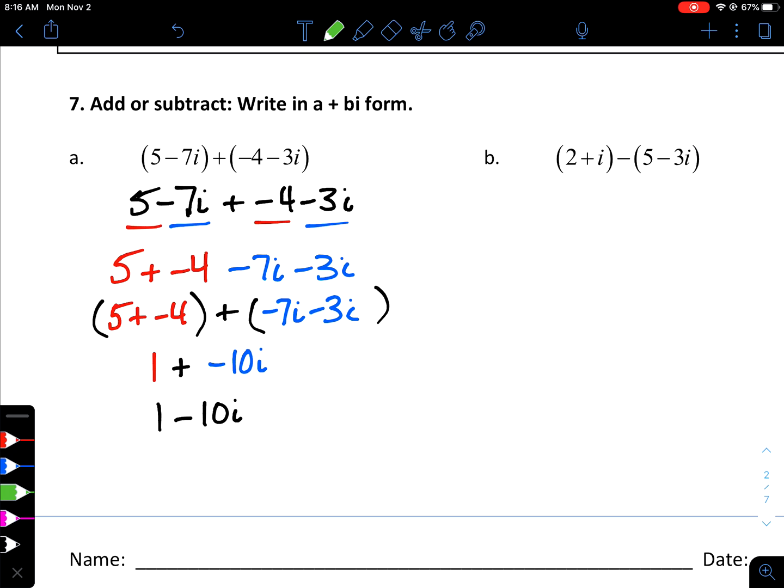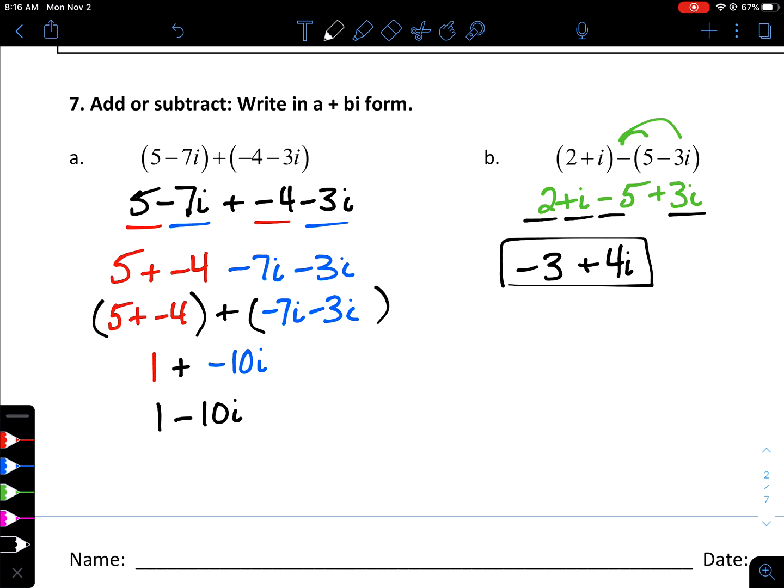Now, we do have to be careful because on part B, there is subtraction. So what I'm going to do is I'm going to go ahead and distribute that minus sign to that second parentheses. So the first parentheses will stay the same, 2 minus I, but then the second will become minus 5 and a plus 3i. So rather than kind of rearranging and grouping and all of that, I'm just going to go ahead and do that by combining like terms. 2 minus 5 is negative 3. I plus 3i is a positive 4i. So there would be our answer for example B.